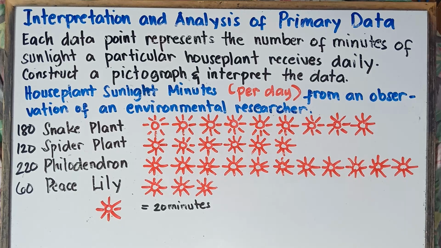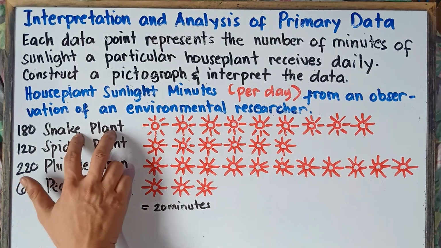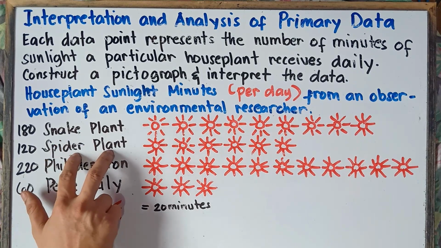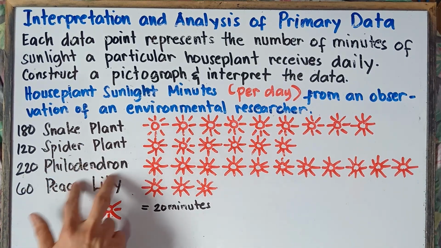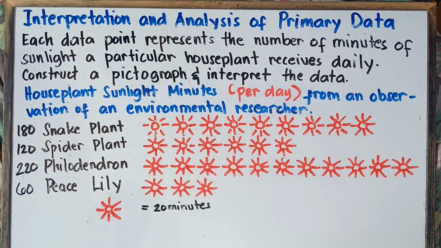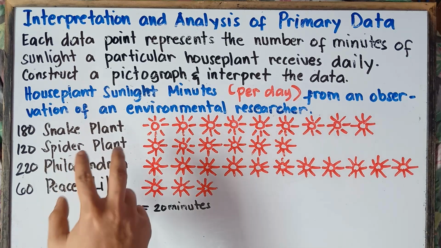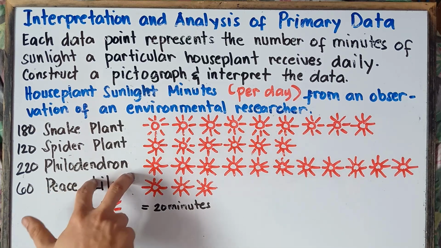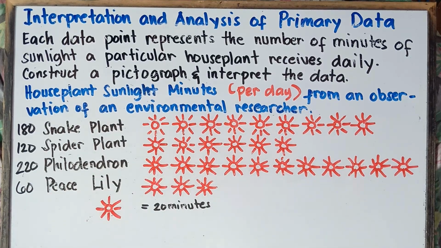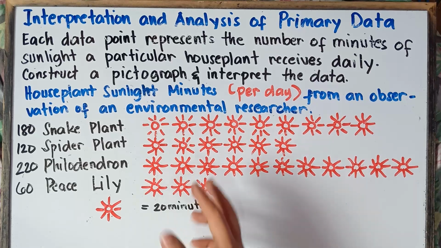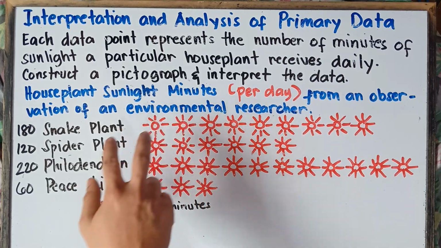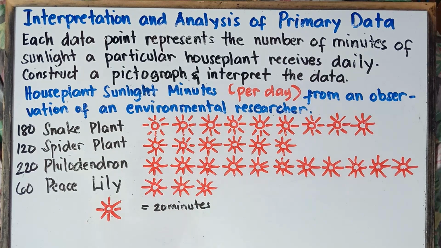And then the second one, class, would be the snake plant. The snake plant receives more than spider plant, but less than philodendron. Spider plant has only 6 suns, while snake plant has 9. So we can say that snake plant has more sunlight than spider plant, but less than philodendron. I hope you're not confused.